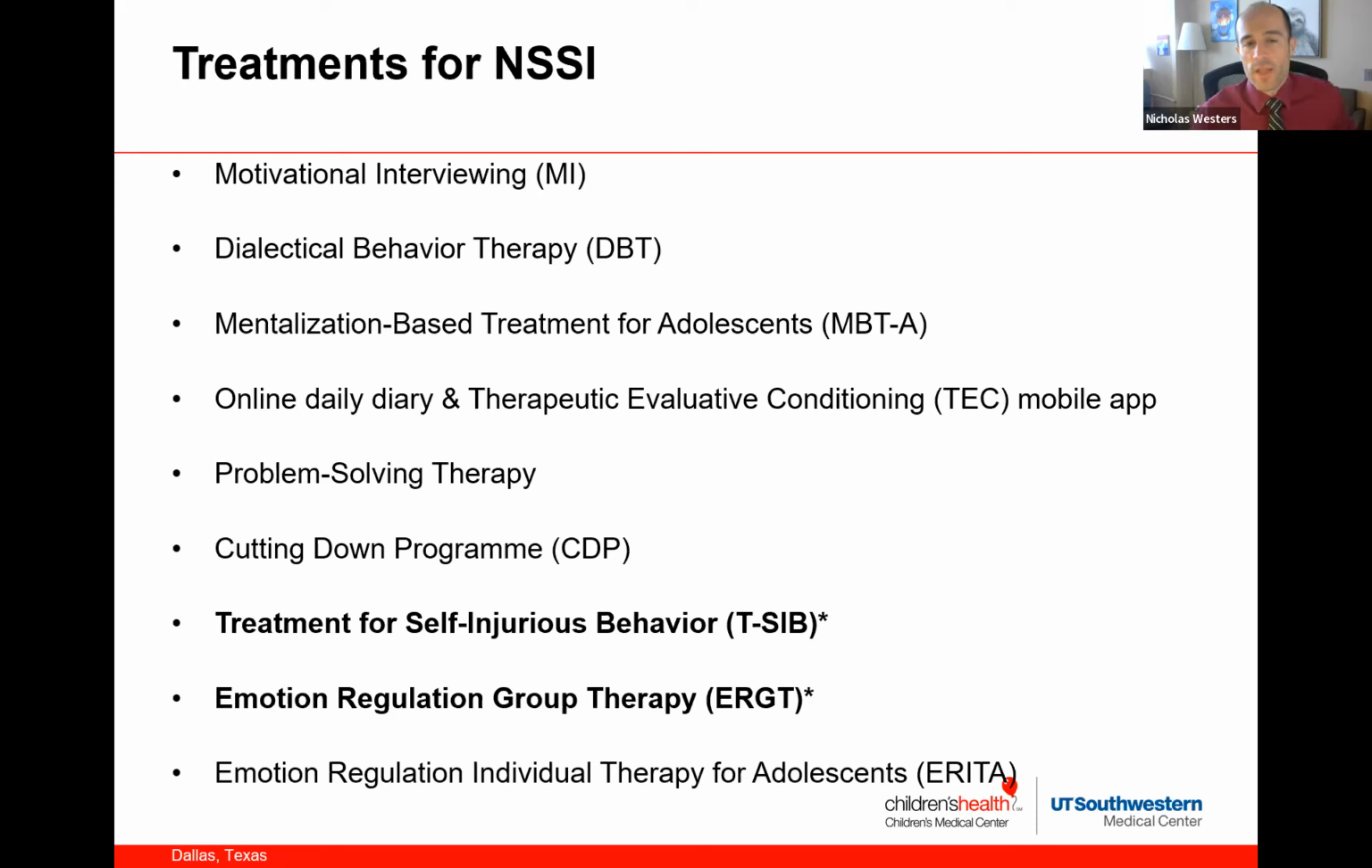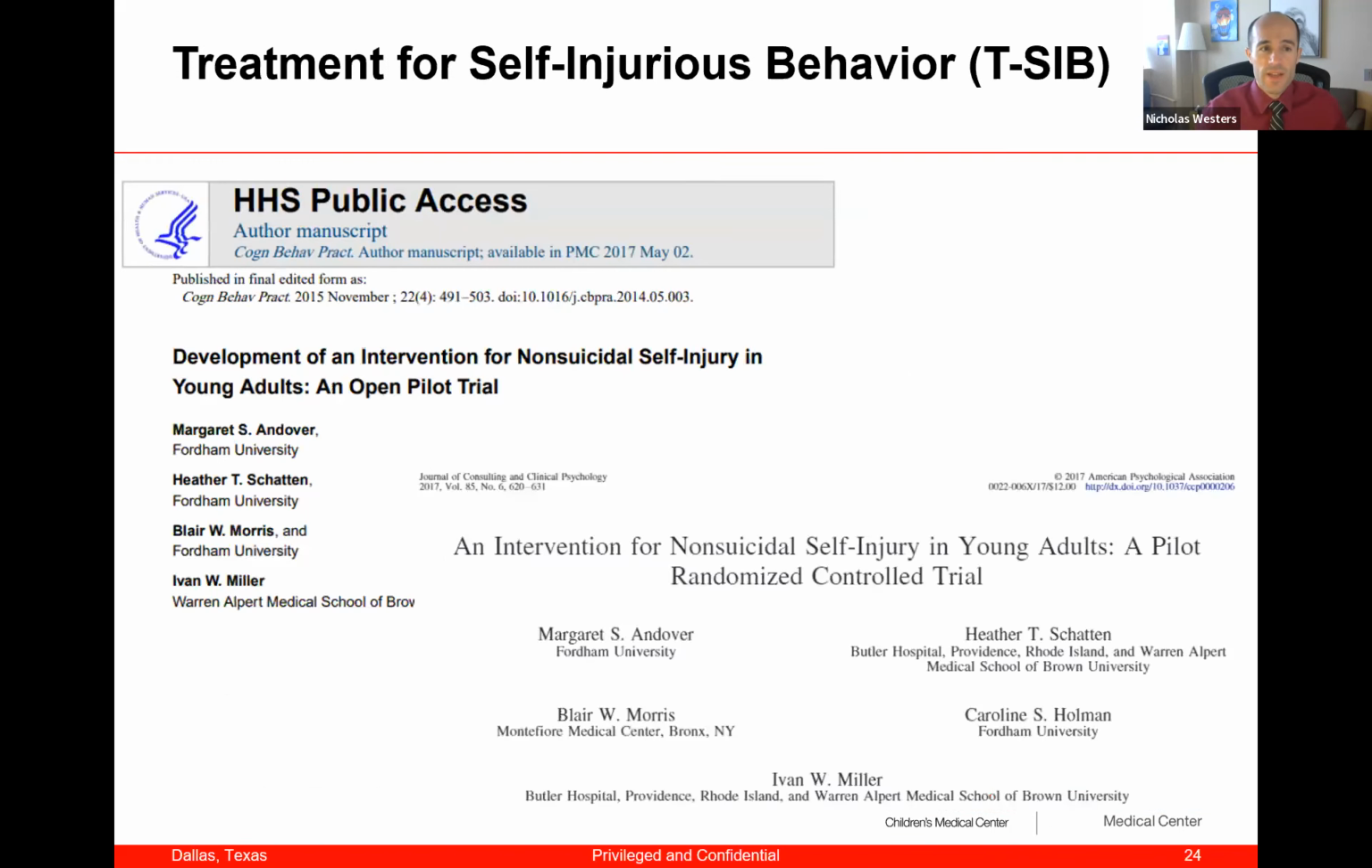But I want to just talk about the elements of T-SIB and ERGT, because I think most of you are probably going to be using the elements of these two specific treatments most often. T-SIB is CBT-based with some DBT elements, and you'll see that in just a minute. And then ERGT is very DBT-based with acceptance and commitment therapy components. So, treatment for self-injurious behavior, T-SIB.